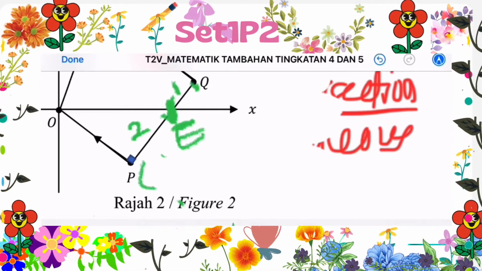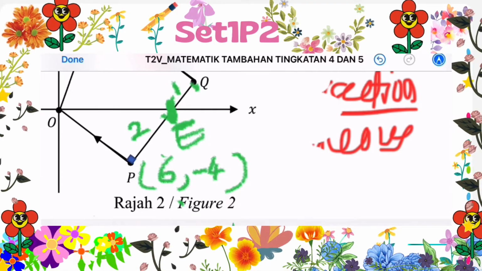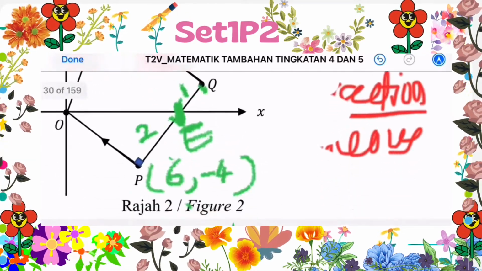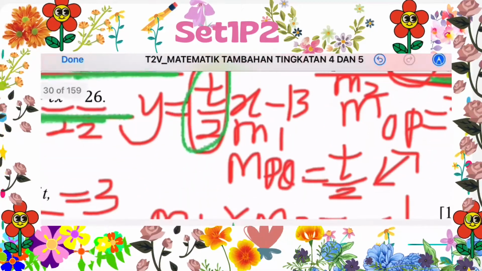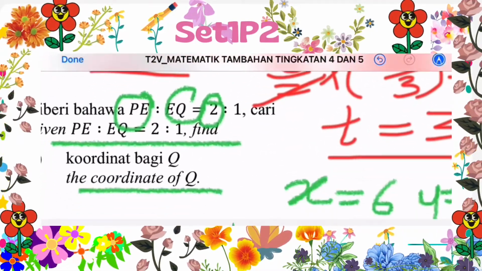Now we have the point P already, right? 6, negative 4. Now the point Q. How to find the point Q? Let's see what the question gave: find the coordinate point Q.